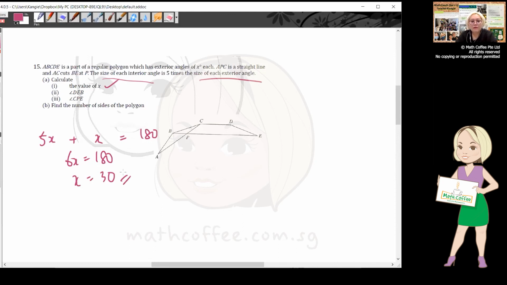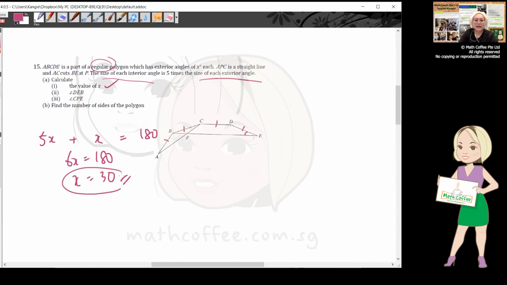Next is to find DEB. DEB is which one? This one, DEB, this angle over here. So how are you going to find this angle? It's a regular polygon. For this kind of question, the first thing I want you to do is mark the sides, because they are equal sides. Regular, other than equal angles, also has equal sides. The reason I need to mark the sides is so I can spot isosceles triangles. I will use the isosceles triangle later.